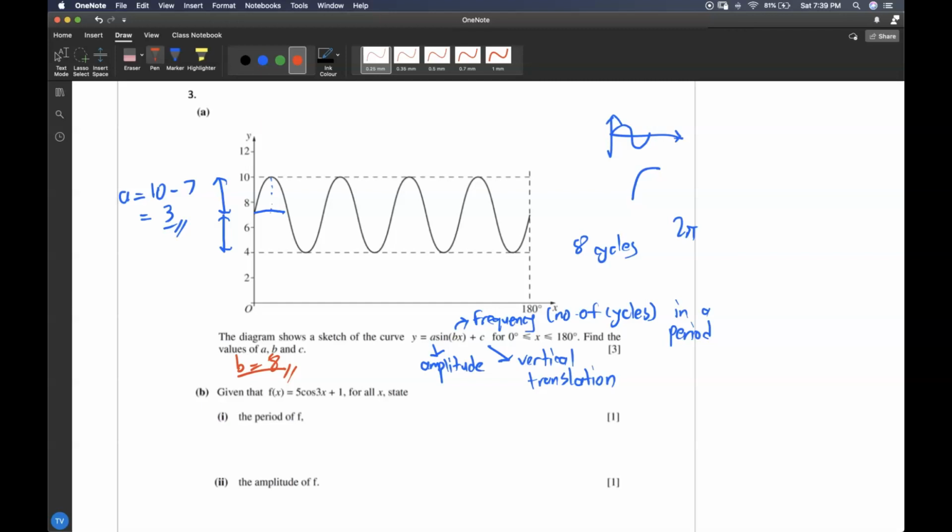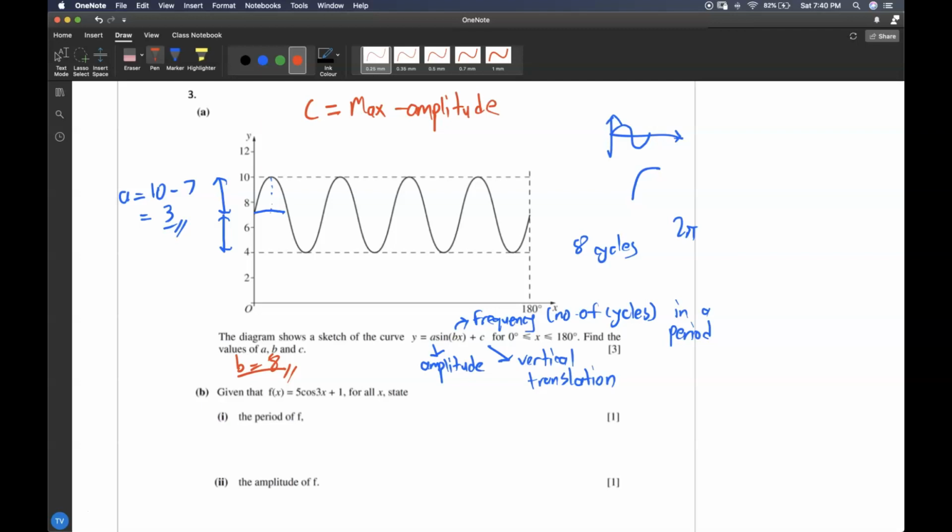Okay. The last one, C. C is the vertical translation that I was talking about earlier. How much has it actually moved up? For you to understand this, we need to think about mathematical methods to calculate C. What we do is take the maximum value and minus the amplitude.